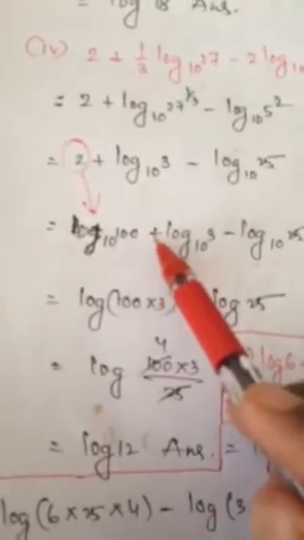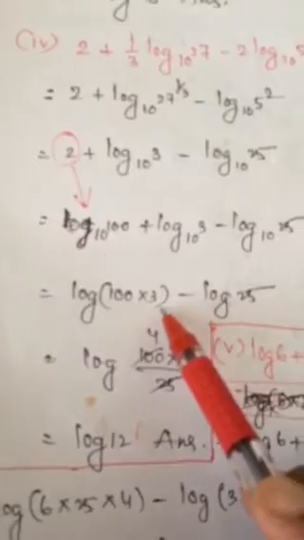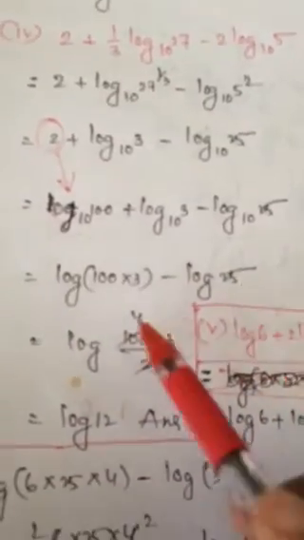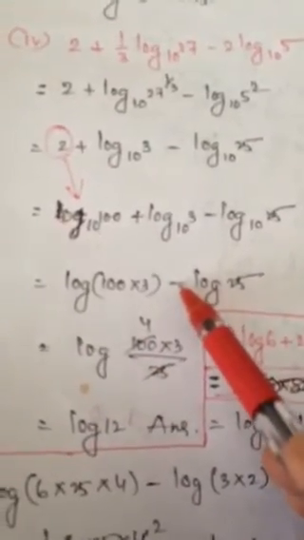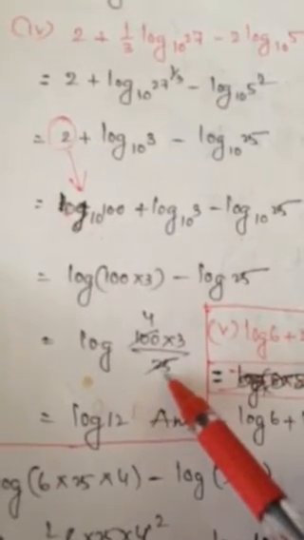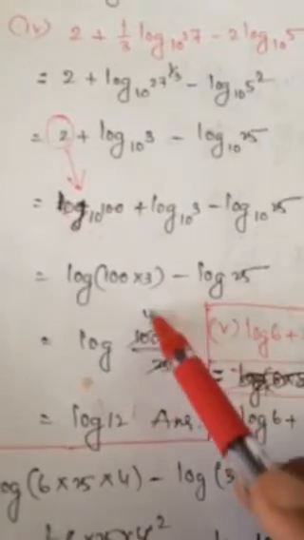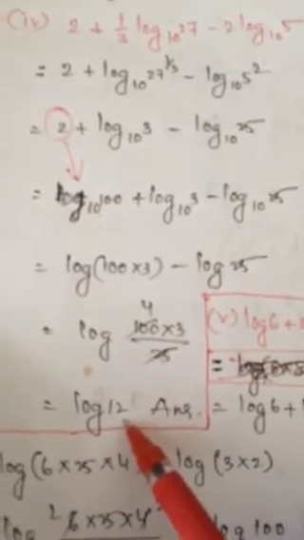So addition changes into multiplication: 100 multiply 3 minus log 25. Now again subtraction, subtraction changes into division. So 25 came here as division. Log 100 multiply 3 by 25, which gives log 12. That is the answer.